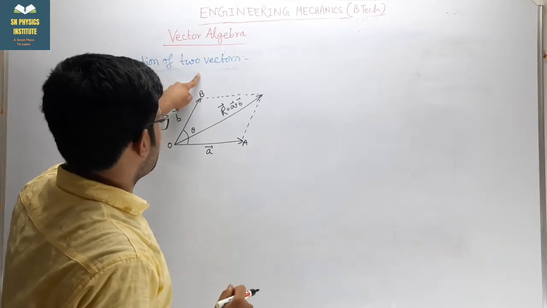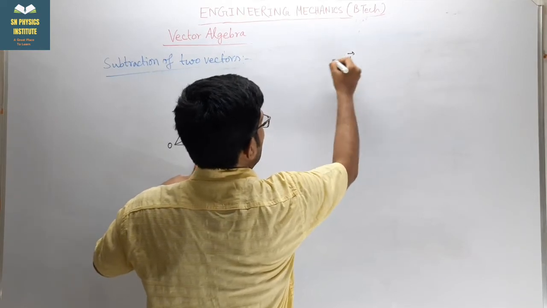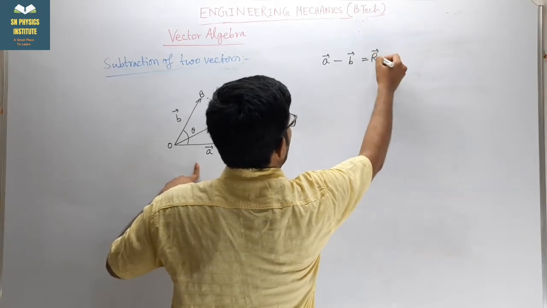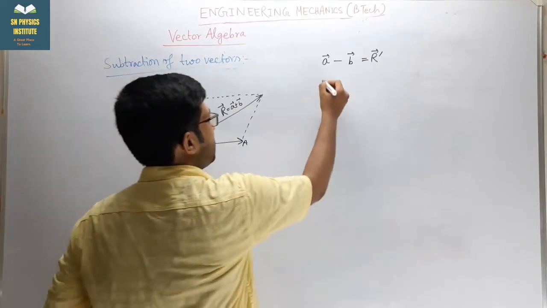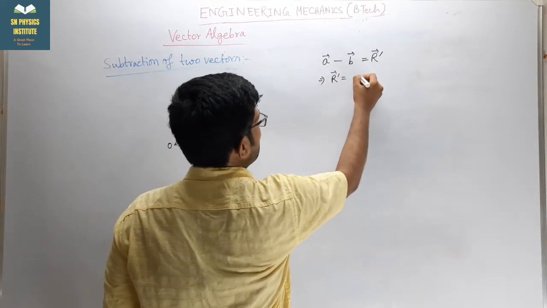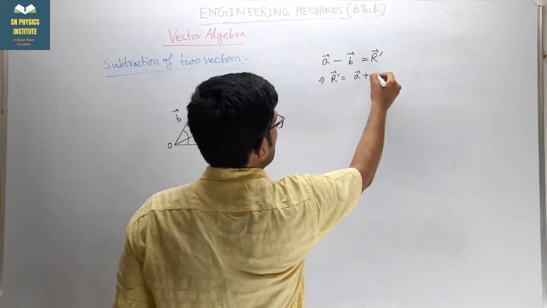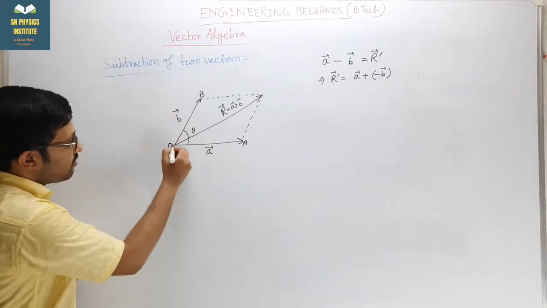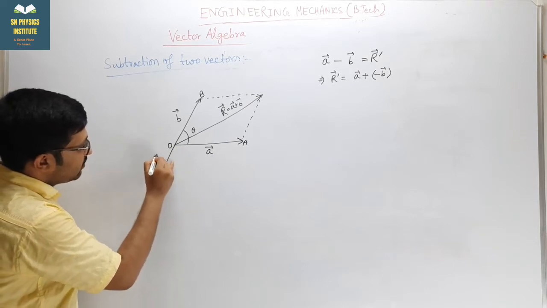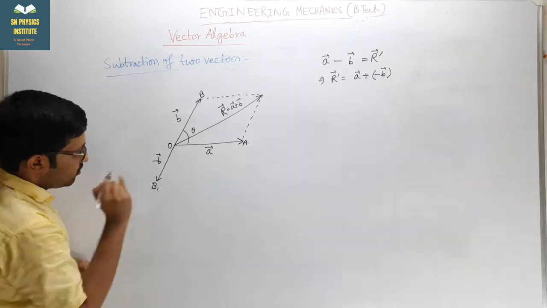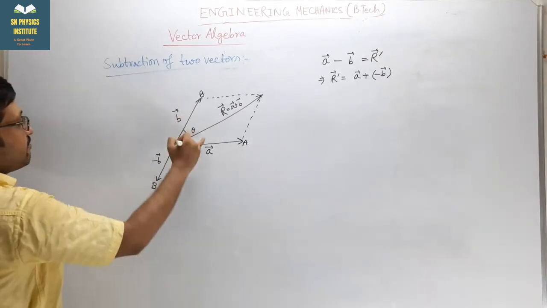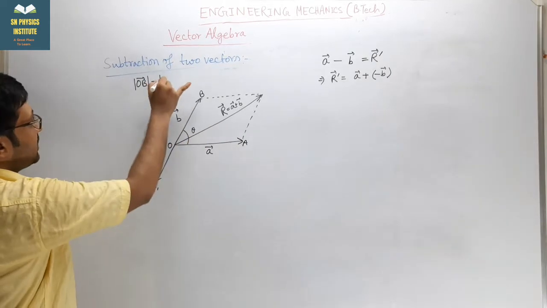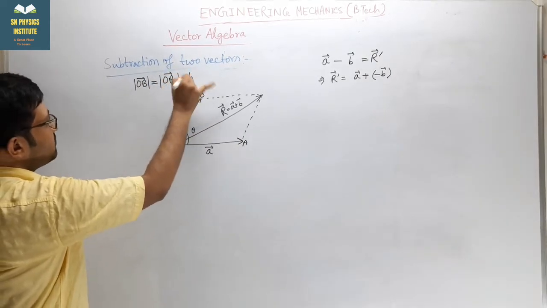But see, subtraction of the two vectors. If you want to subtract B vector from A vector, this is A minus B, and I am writing here this vector as your R prime vector. So R prime vector is equal to A vector plus, this is minus, so I am writing it this way, minus of B. B vector is in these directions, so minus B vector is along this direction. This is OB vector and this is your OB1. And one thing you have to know, the magnitude of OB vector and the magnitude of OB1 vector is equal to your small b, right?